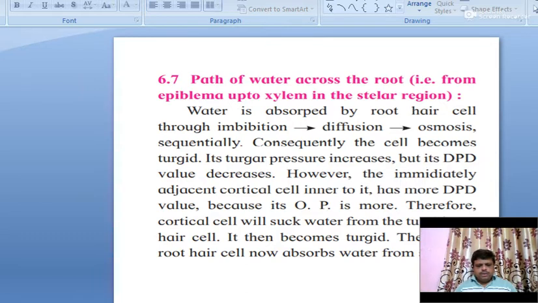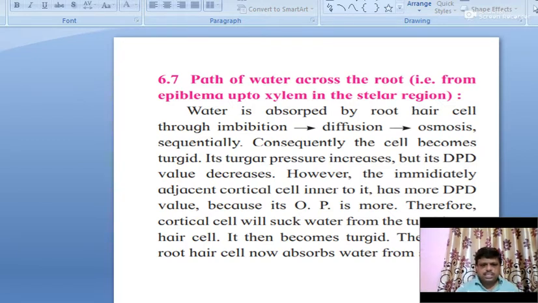Sorry, when turgor pressure increases, its DPD value decreases. However, the immediately adjacent cortical cell inner to it has more DPD value. Because of it, OP is more. Therefore, the cortical cell will suck water from the turgid root cell. It then becomes turgid. The flaccid root cell will now absorb water from the cell. So this is simply regarding how water gets diffused into the root cells.